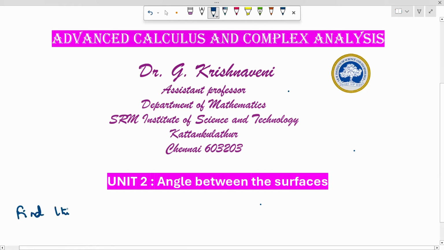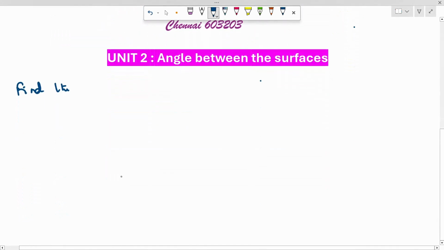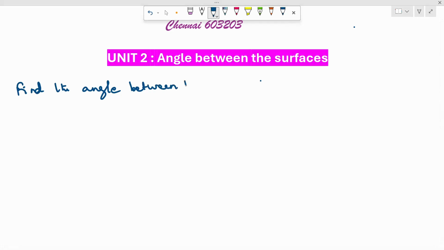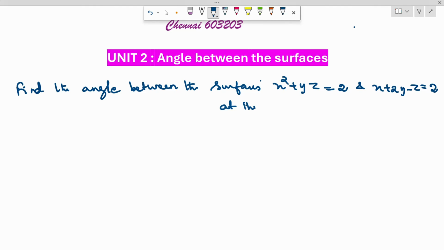Find the angle between the surfaces x square plus yz is equal to 2 and x plus 2y minus z is equal to 2 at the point (1, 1, 1).